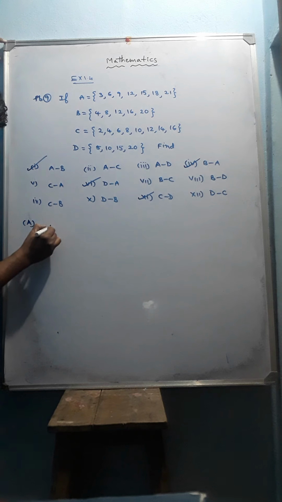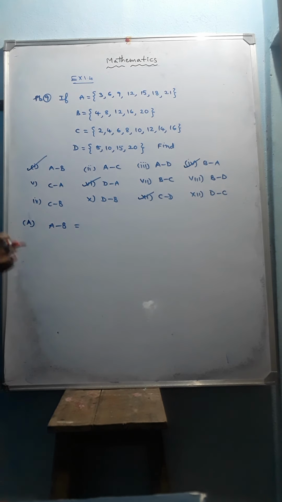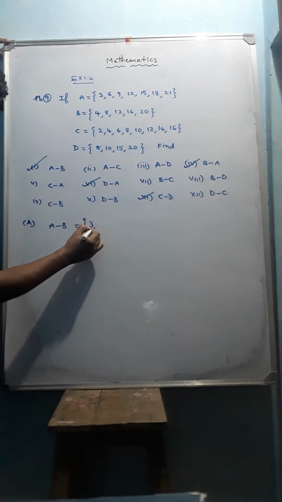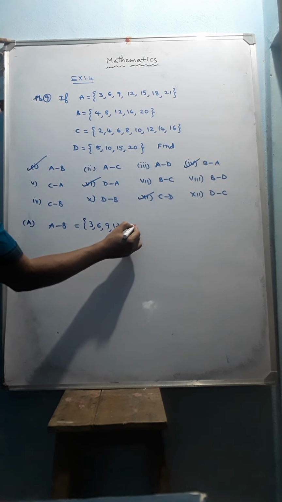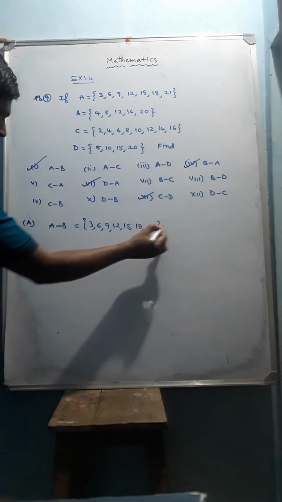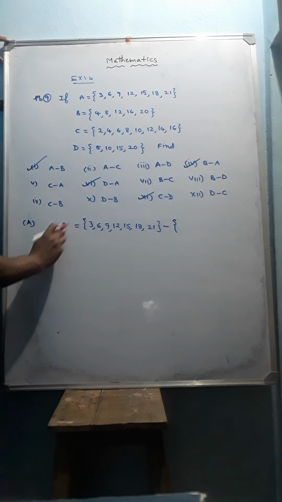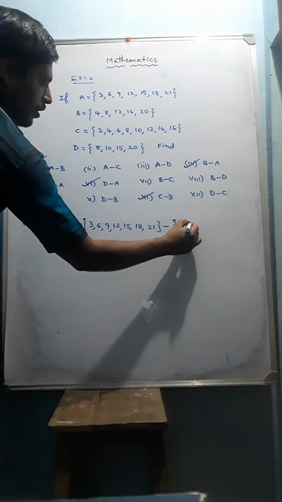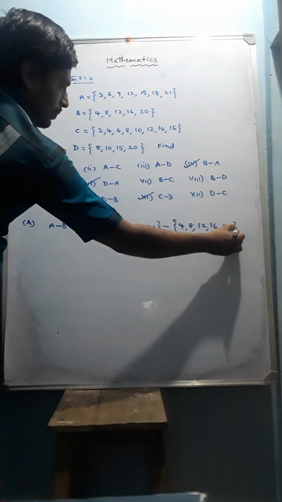So the first one is A minus B. A minus B means the difference of sets A and B. So first write the A set elements: 3, 6, 9, 12, 15, 18, 21. Next, the minus symbol is there. So minus is the operation. Next the B set. The B set elements are 4, 8, 12, 16, 20.